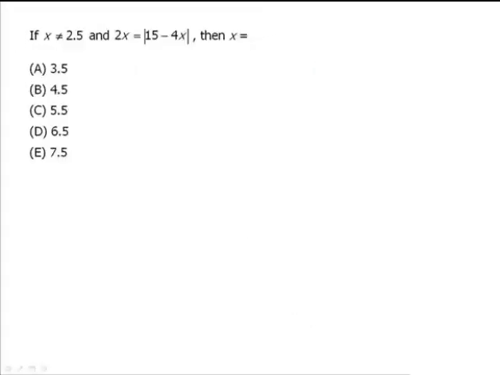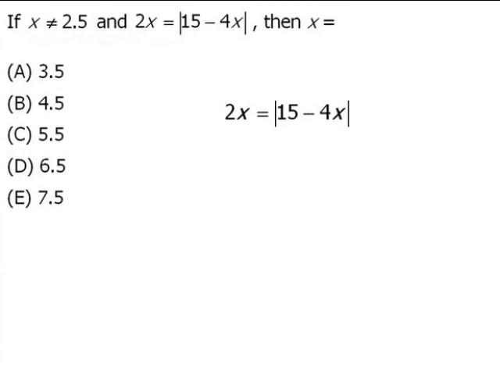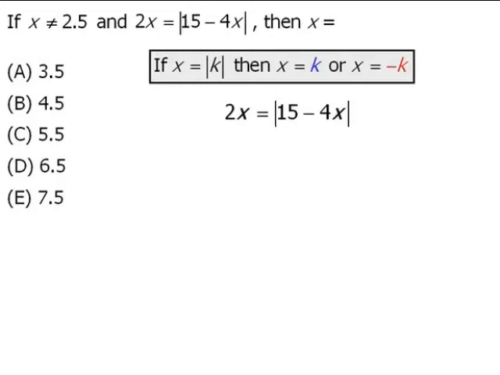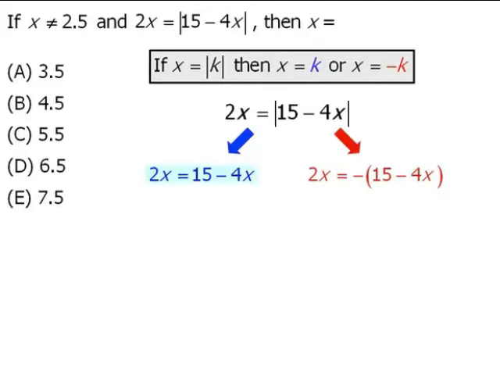We'll begin by rewriting our equation over here. Now, when tackling equations with absolute values, we can use the following rule. It says if x equals the absolute value of k, then x equals either k or negative k. If we apply this rule to this equation, we get either 2x equals 15 minus 4x or 2x equals negative 15 minus 4x. Let's tackle the first equation.